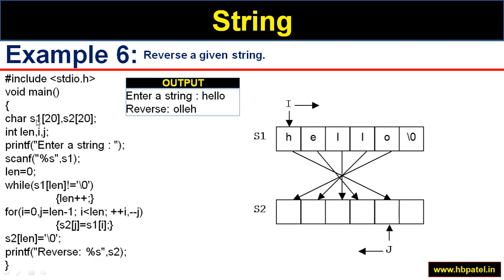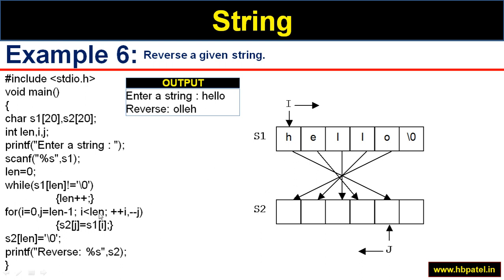So I have two strings, s1 and s2. First I am asking the user to enter s1, then length is set to 0. So first I am finding the length: while s1[length] is not equal to null, length plus plus, or you can use strlen also if you want to use the built-in function. So once the length is found, the next step is to write the logic for this. So i starts from 0 and j starts from length minus 1. And keep on doing this till i is less than length.